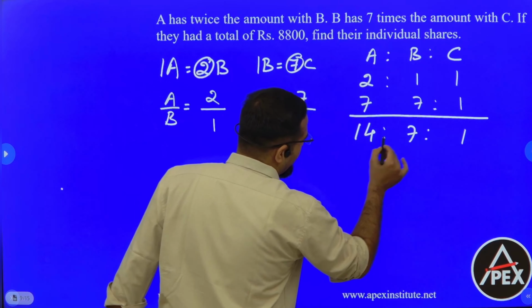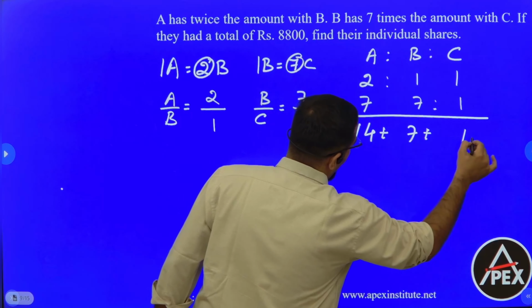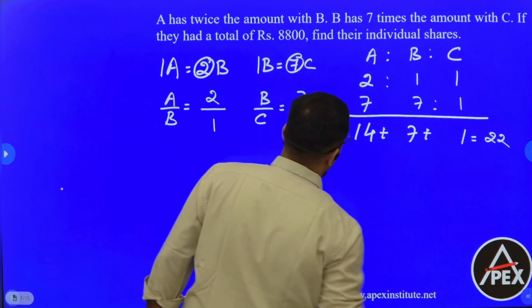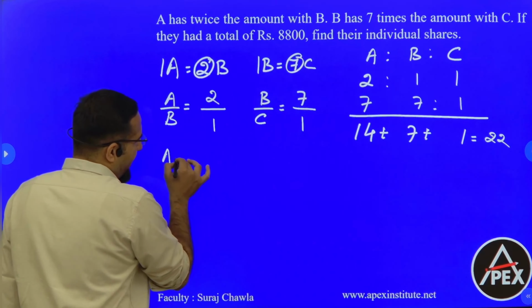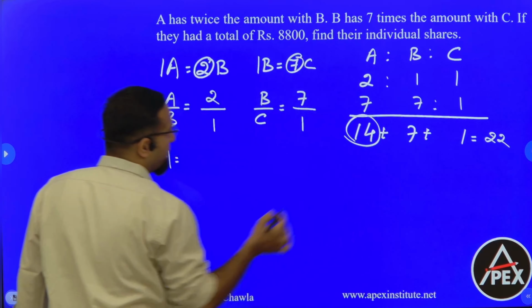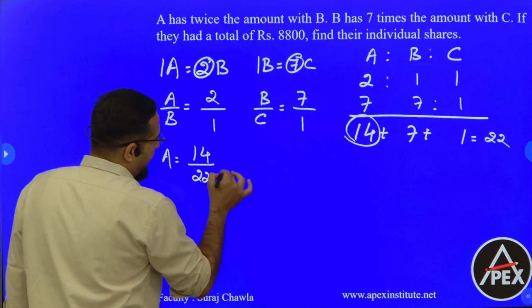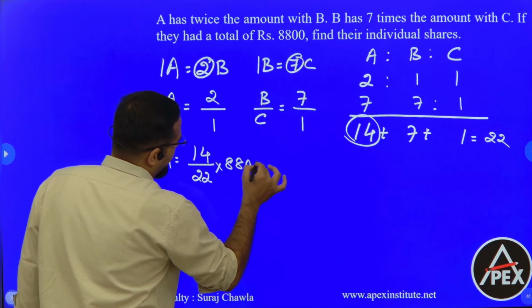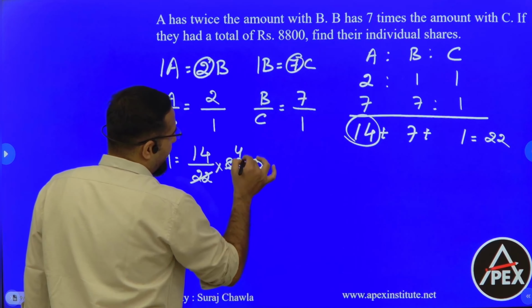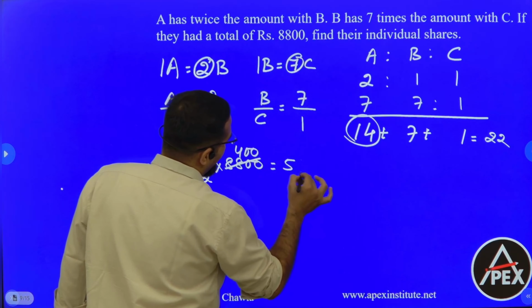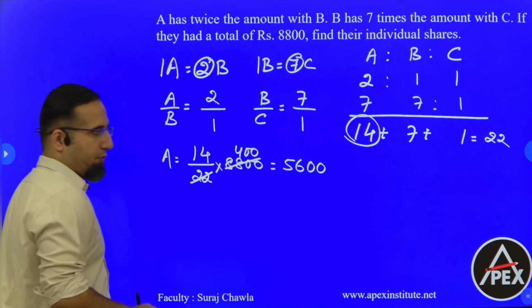So, I am given the total. So, let me apply the fraction method. To apply the fraction method, we have to add them. This will give me 22. So, what is the value of A? The share of A becomes 14 becomes my numerator, 22 becomes my denominator into 8,800. So, this is 22 400s are. So, therefore, the value of A becomes 5,600.